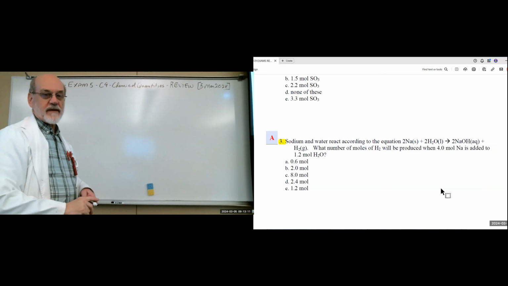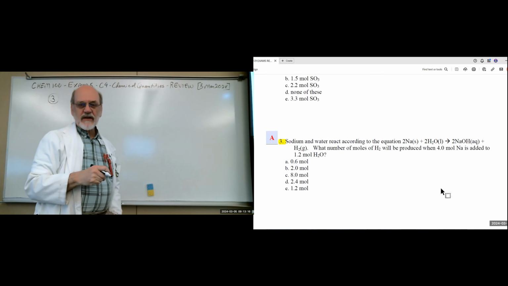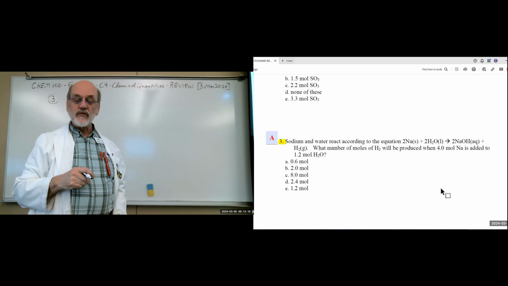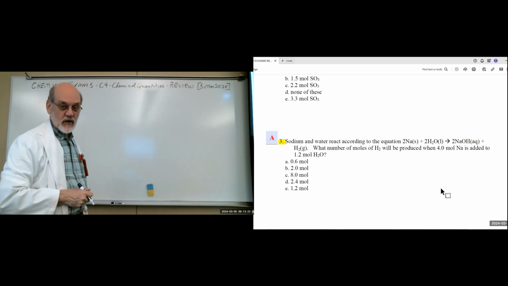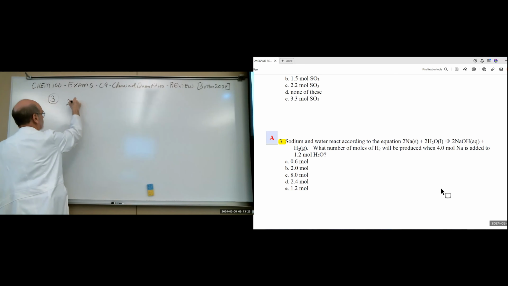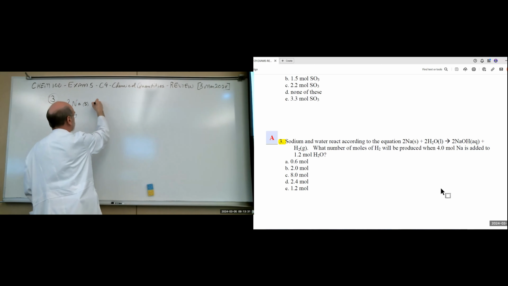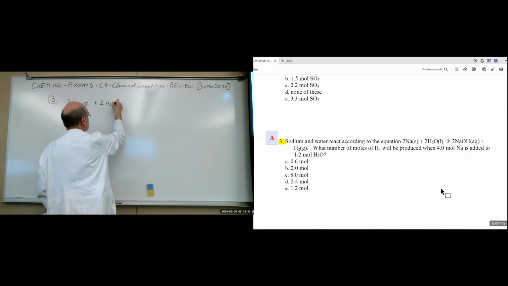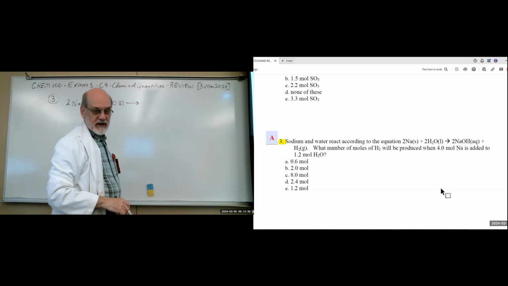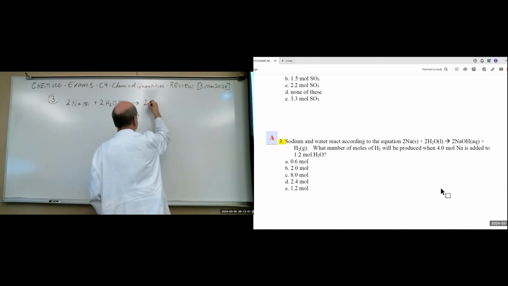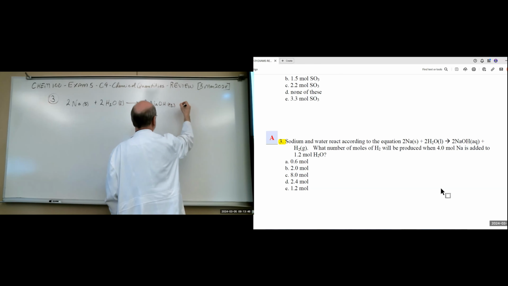Next is number 3. Sodium and water react according to this reaction. Okay, you lucked out. They actually give you the reaction. Sodium and water. Sodium is a metal, reacted with water, which is a liquid. And that produces sodium hydroxide and hydrogen gas, in aqueous solution.